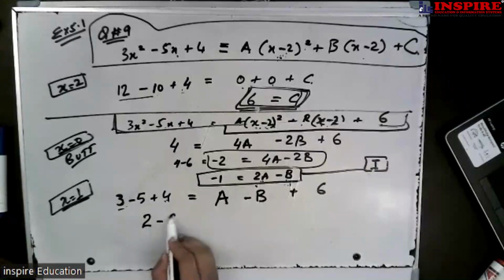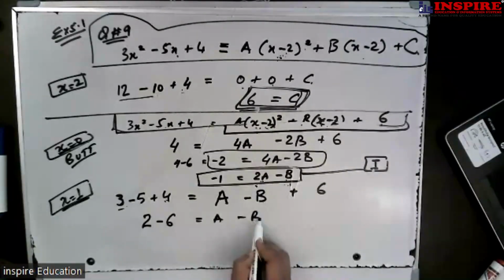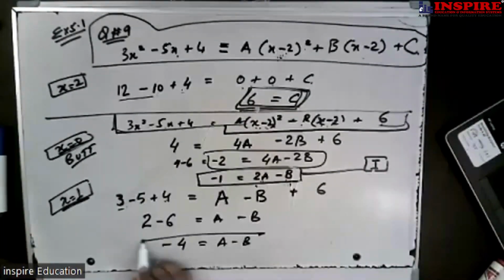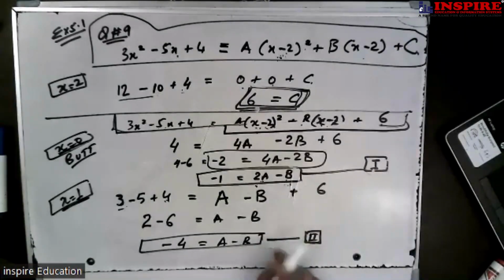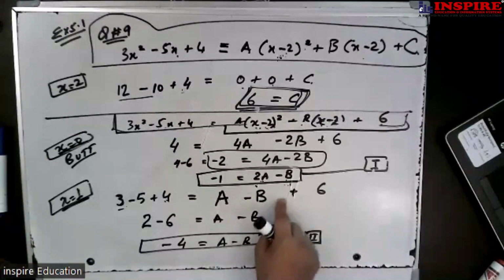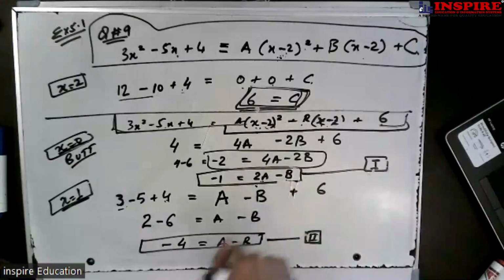And this 6 comes this side. a minus b. Therefore, a minus b turns out to be minus 4. This is my second equation. Got it, everybody? I take these two equations and solve them simultaneously and find the value of a and b.